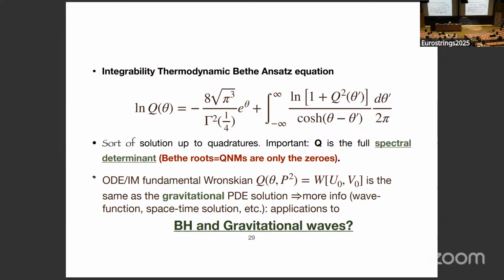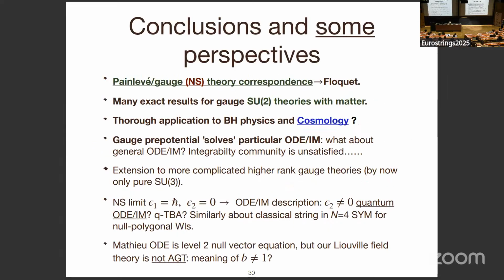And this is a slide which tells you that this is the only TBA for the integrability, gives you the spectral determinant, and the spectral determinant enters in the end the waveform, so the solution of the partial differential equation. And maybe this could be of interest for calculations also in gravitational physics, beyond and not only in gauge theories.